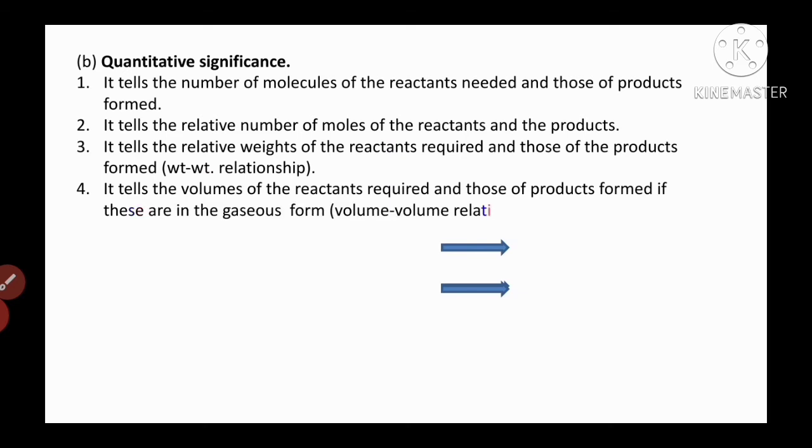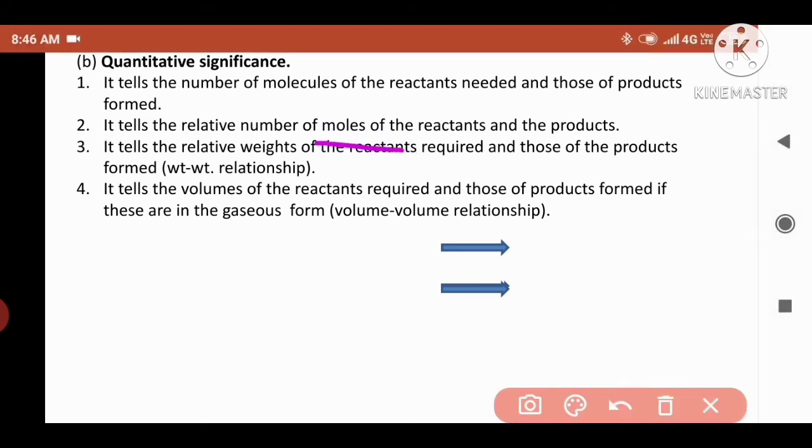How many molecules of the reactants are required to complete the reaction and how many molecules of the products are produced. Next, it tells the relative number of moles of reactants and products. How many moles of the reactant are involved, how many moles of products are produced. And it tells the relationship between weights, what weight of the reactants is involved and what weight of the products is produced. And it tells about the volume of the reactants required to complete the reaction and the volume of the products produced during the chemical reaction.